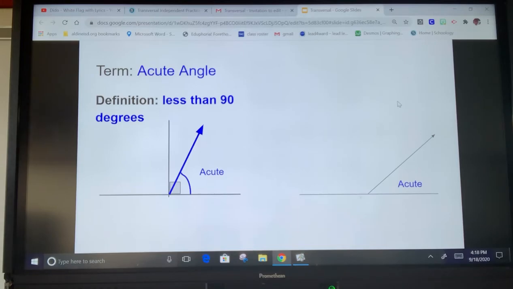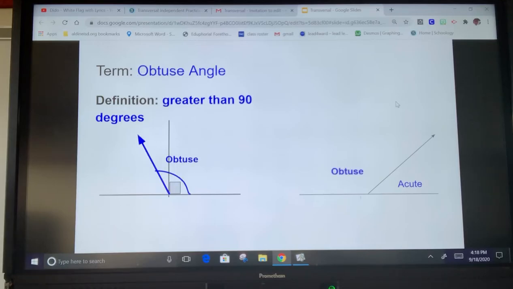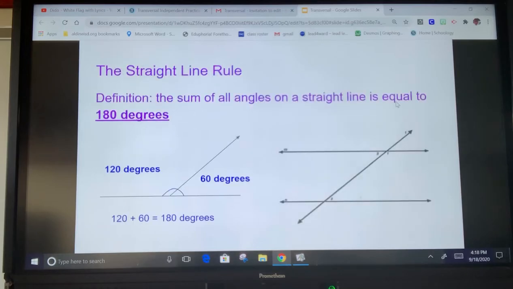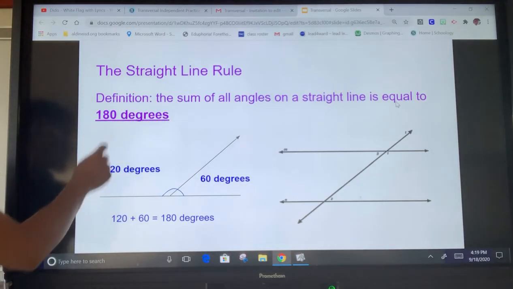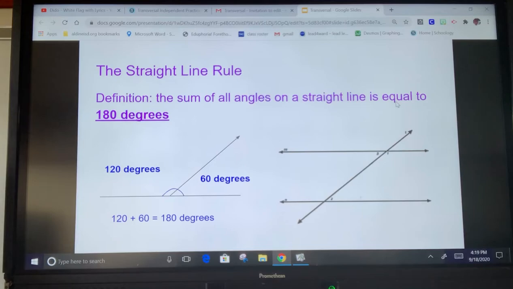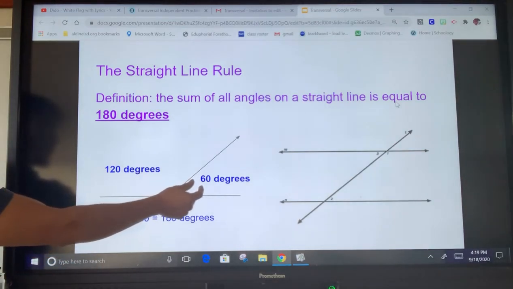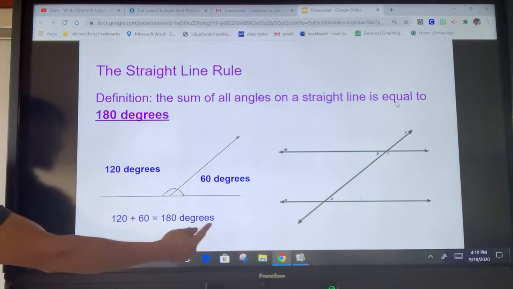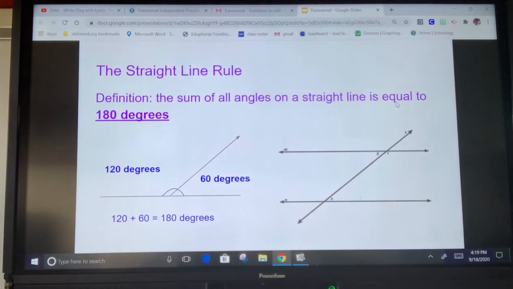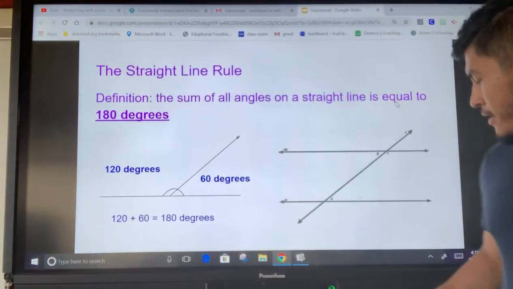An acute angle is an angle less than 90 degrees. An obtuse angle is an angle that's greater than 90. And then of course, straight lines. Something you should know is that the sum of all the angles in a straight line will be 180 degrees. Here are just examples: if this obtuse angle is 120 and the acute angle is 60, then when you add them together, that's how you get 180. It doesn't matter where on these points I choose.